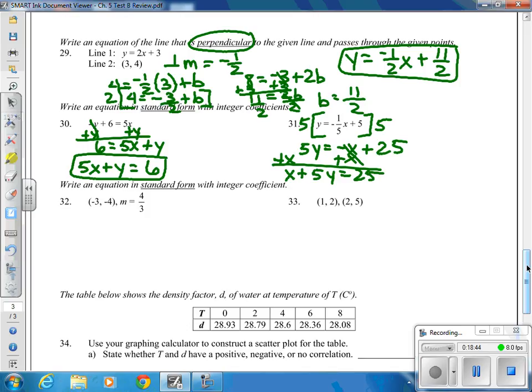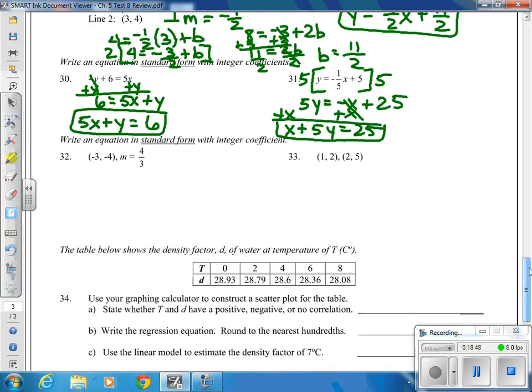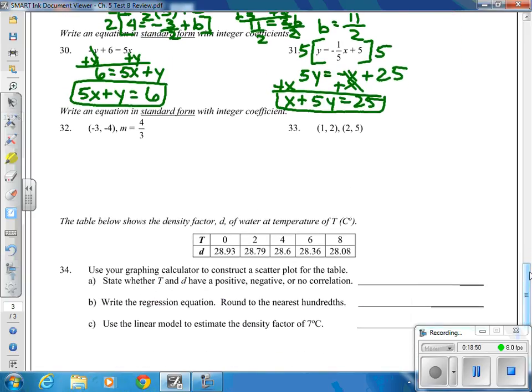Okay. For 32 and 33, you're still using standard form, but this time you are given some information, not just equations already written. So you have to write the equation in a certain form and then go from there to standard. All right, because I have a point and a slope, I'm going to use point slope form on this one and see if I can get to the equation a little faster. If you want to find the b, you can certainly do that, but I am going to use point slope.